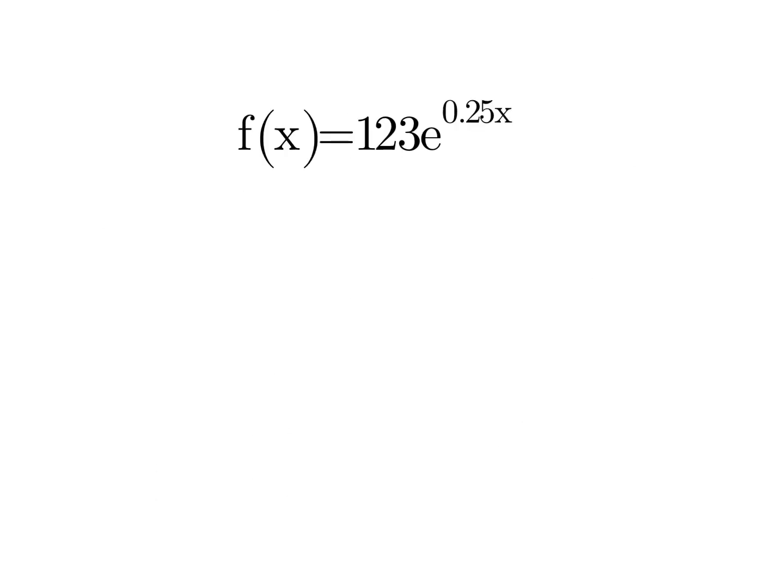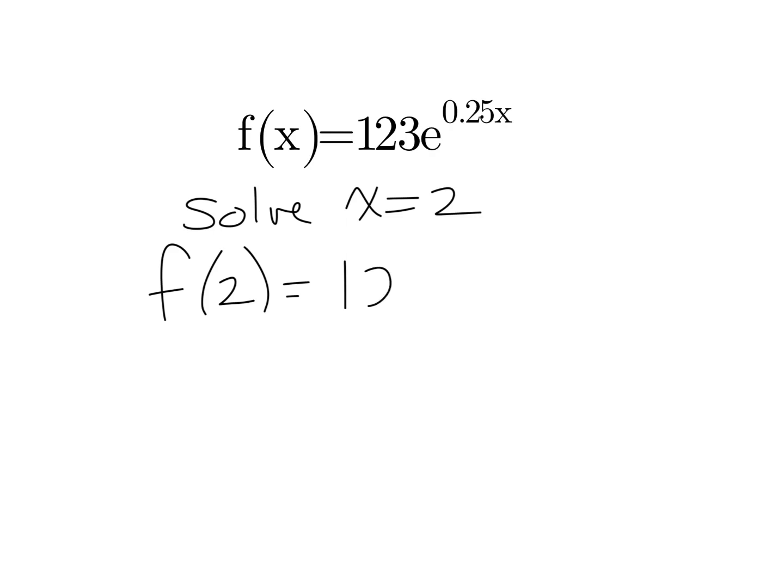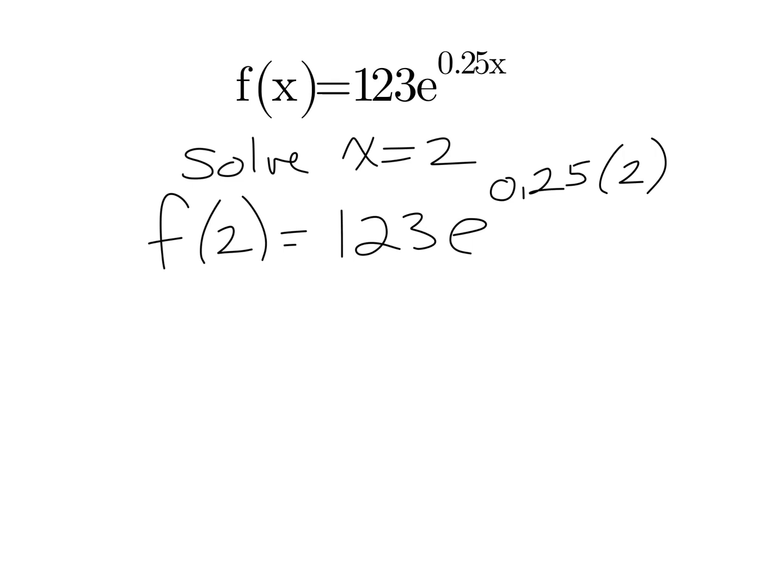One last example involves e functions, and really the biggest stumbling block here is order of operations, and I'll show you what students often struggle with. So if we have this function f of x is equal to 123 e to the 0.25x, and we're asked to solve when x is 2. So we substitute that in successfully. This is before we would do any calculus, when we're simply solving the original function and then looking at the rate of change or marginal function next.